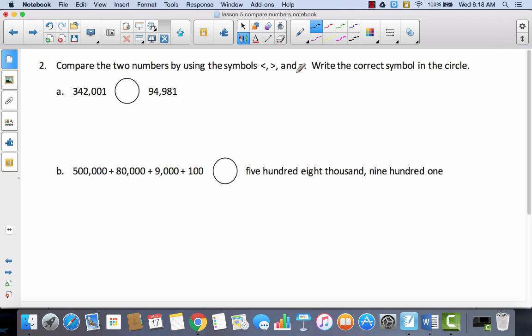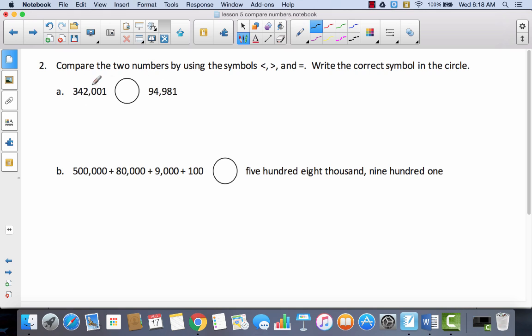All right, so now we're going to compare the two numbers by using the symbols less than, greater than, and equal to. Write the correct symbol in the circle. So you'll notice at this time we don't have a place value chart. But if you're looking at these two numbers and you are confused, you could always put them in a place value chart. Because what I find happens with students sometimes is they just look at the first number.